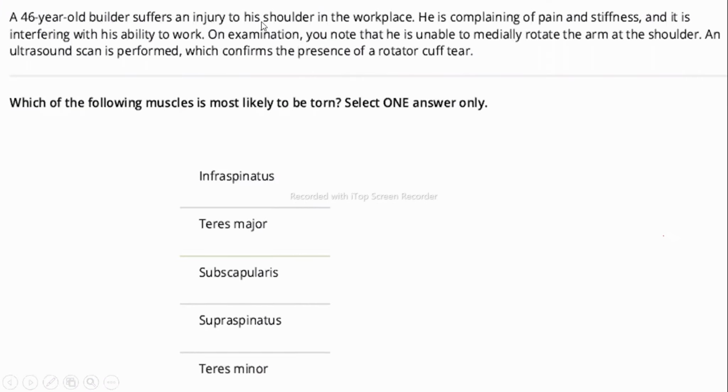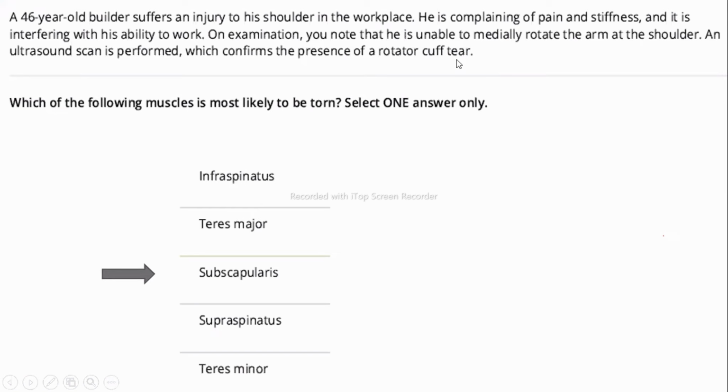A 46-year-old builder suffers injury to his shoulder, complaining of pain and stiffness, interfering with his ability to work. On examination, you note that he is unable to medially rotate. Medially rotate, what does it mean? Internal rotation. What are the muscles for medial rotation? Subscapularis. Clear now? Very clear. An ultrasound scan is performed, which confirms the presence of a rotator cuff tear.